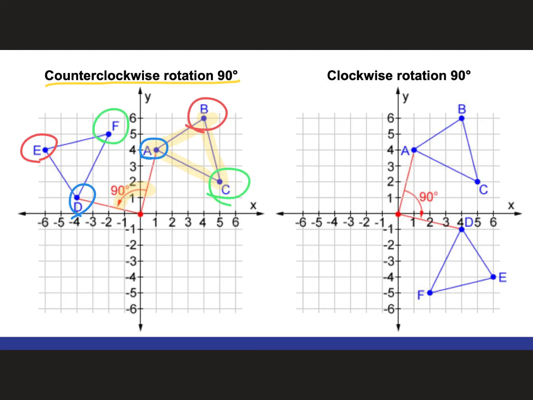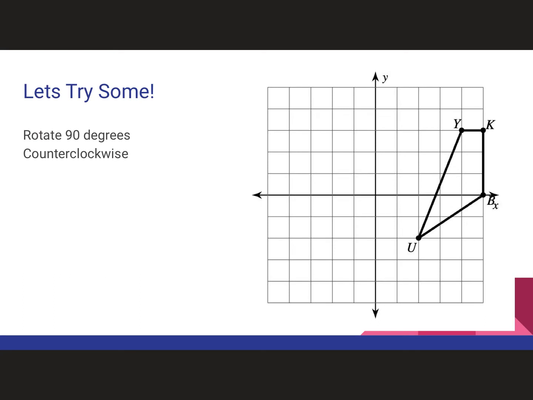We could also do the same thing rotating clockwise. Here we rotated clockwise 90 degrees. Here's our original image. And then in this image, point A became point D, point B became point E, and point C became point F. Okay, so let's try some.